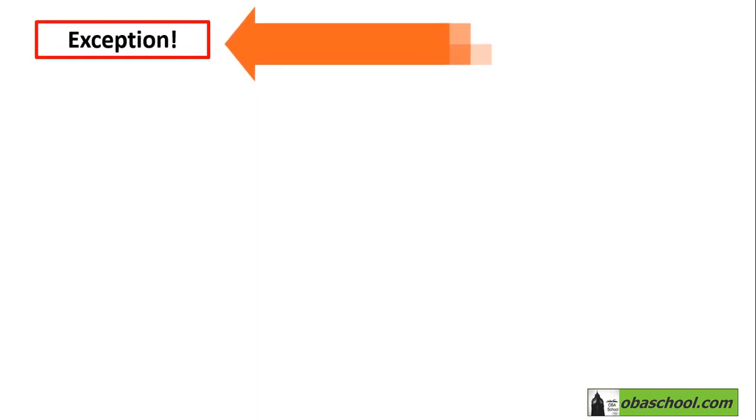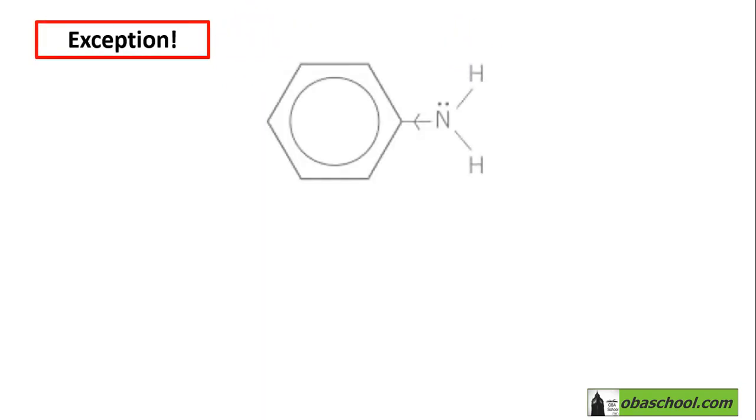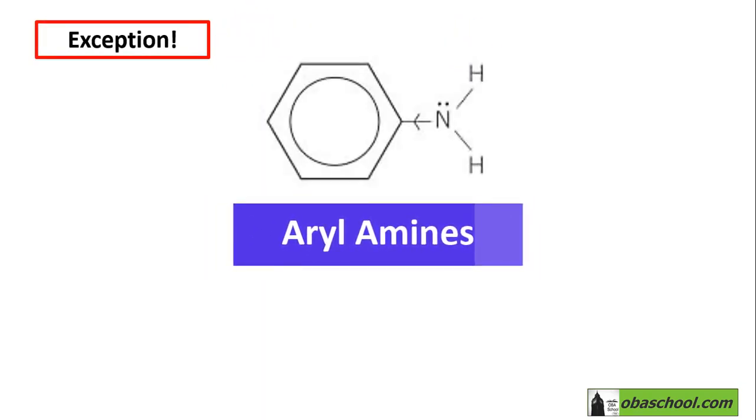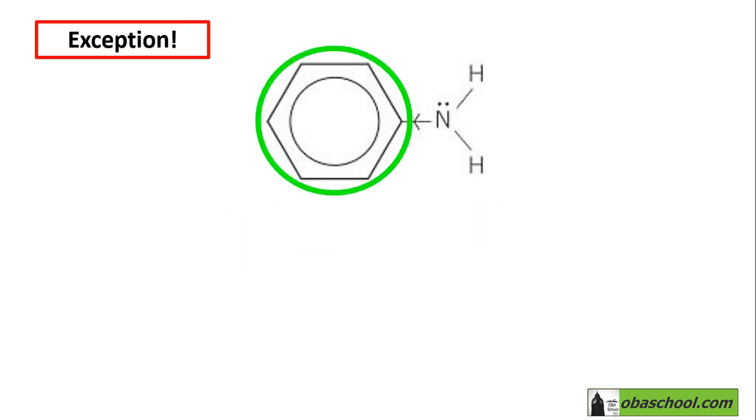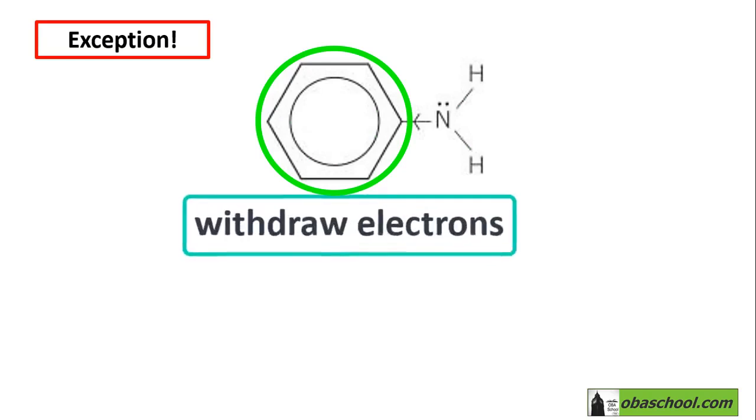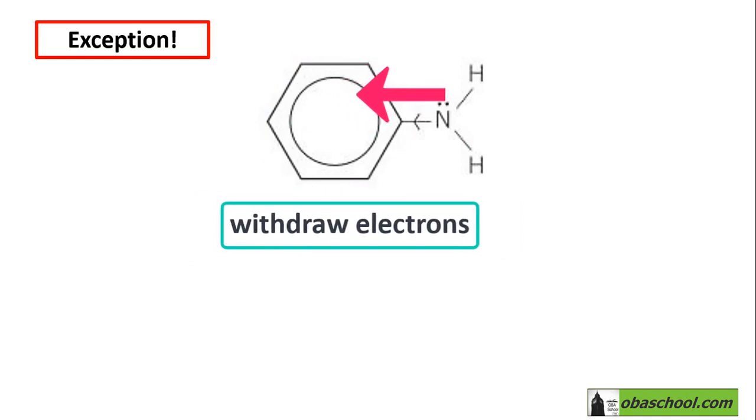There is a second exception here. It includes the aryl amines. Aryl amines, with their aryl group, have a different effect on amines. Aryl groups have an opposite effect, where they withdraw electrons away from the nitrogen atom.